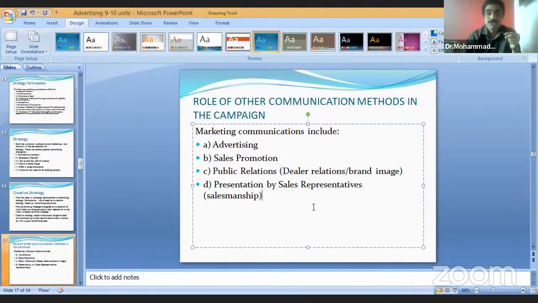Suppose, maybe at the exhibition counters, or at a particular place or location where potential buyers, consumers are there, they will go there and explain the benefits of the products as well as the importance of the uniqueness of the product. So that they can explain, convince, and mobilize them to purchase the product. So these are the other communications, which are also supporting the advertising campaign.